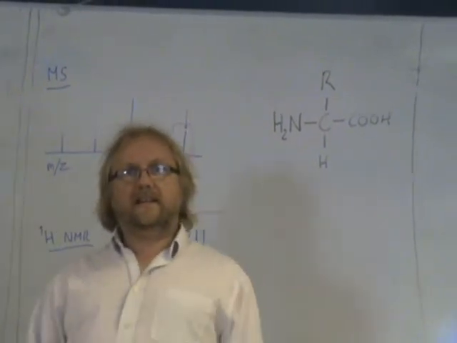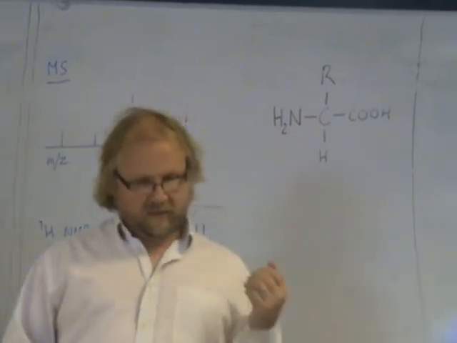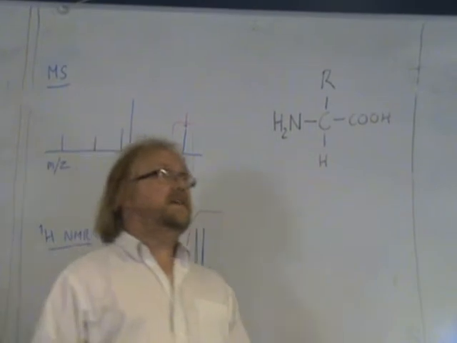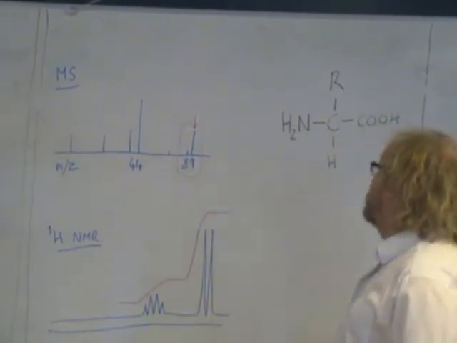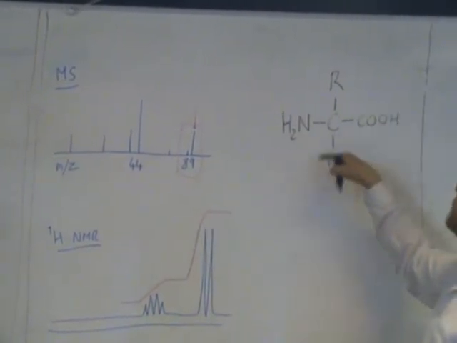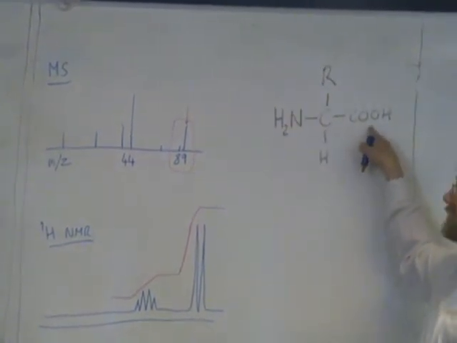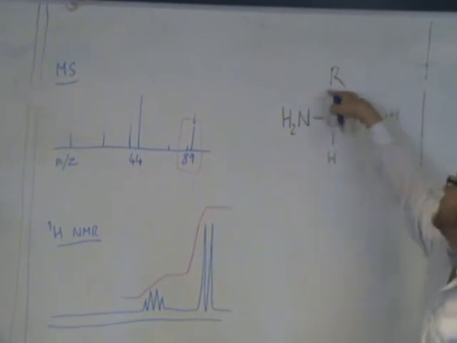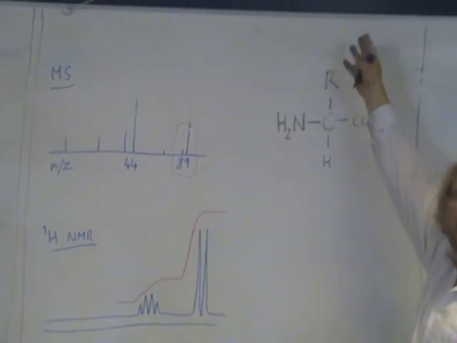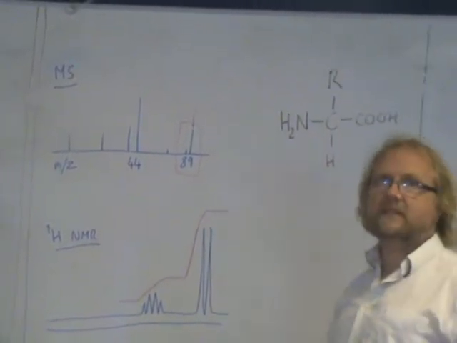Okay, question 4 is about amino acids. First thing it asks you is for the general structure of an amino acid, and there it is. Remember the carbon in the middle with the amino group and the carboxylic acid group both attached to it, a hydrogen, and then this is the variable bit which we write as R.